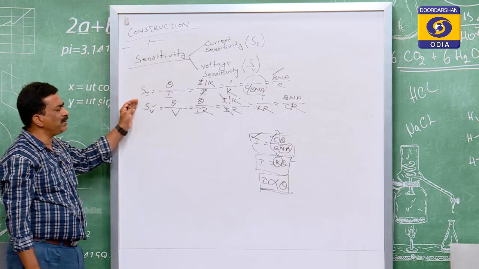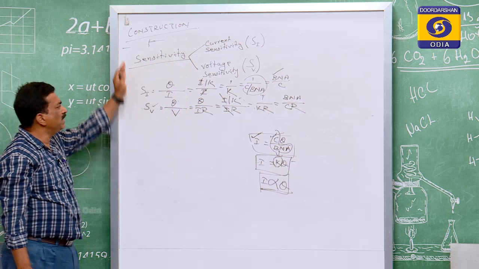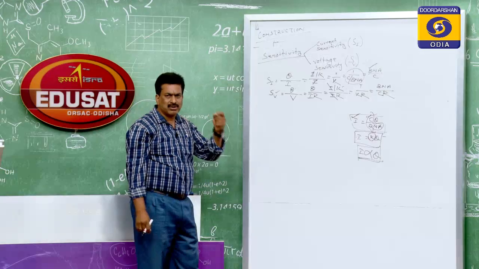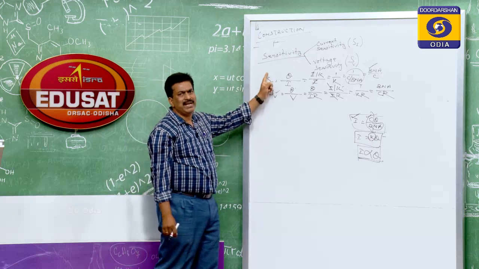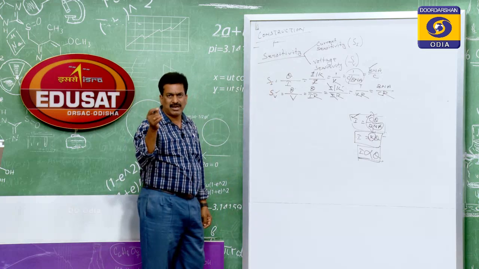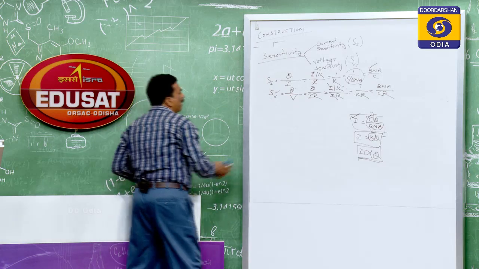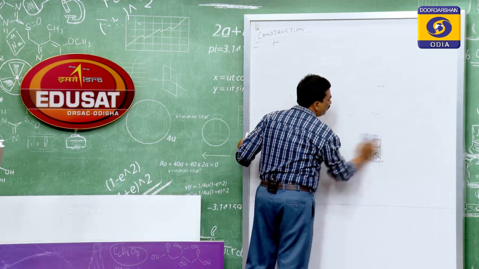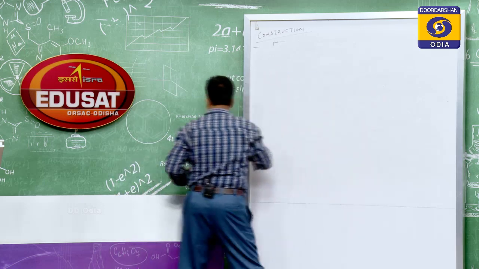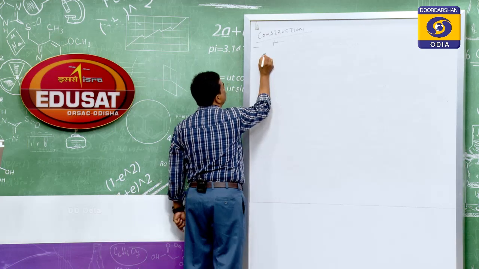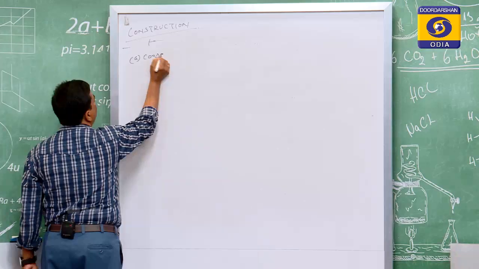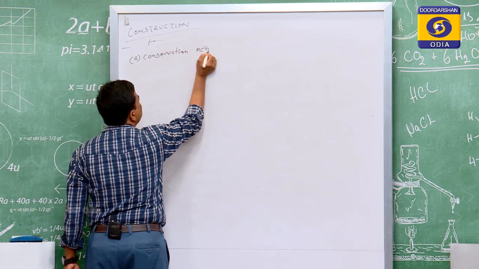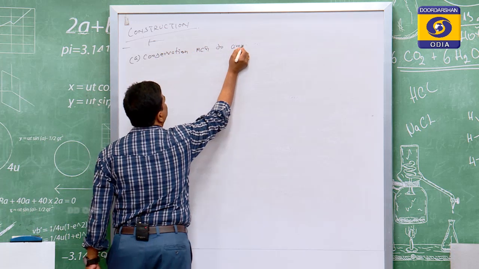So now that we know the sensitivity, another thing is that this instrument is used for a small amount of current. Now the question comes: can the same thing be used for a larger amount of current? For that we have to convert the galvanometer into a voltmeter and an ammeter. So the first one is the conversion of MCG to ammeter.